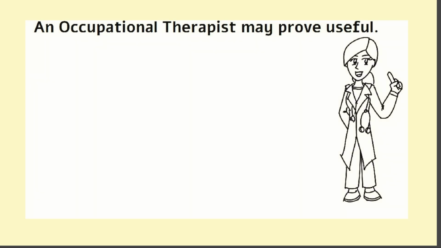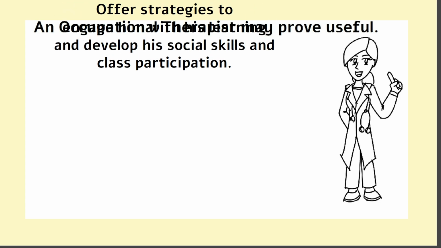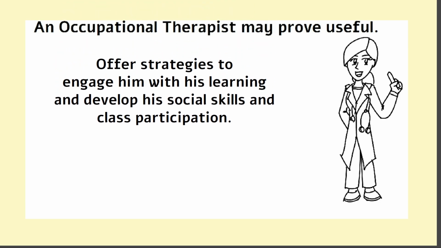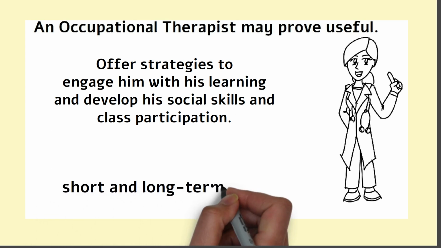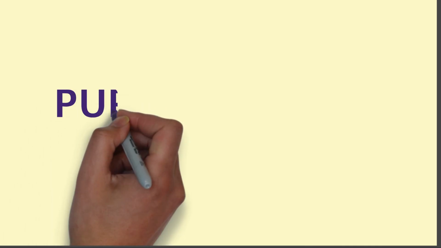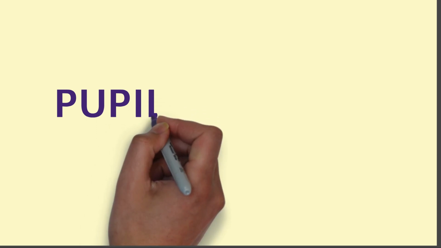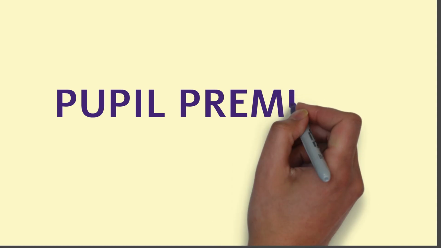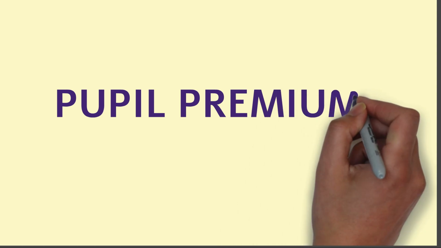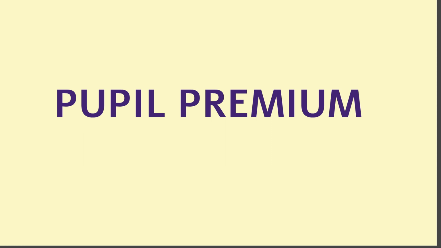An occupational therapist may prove useful in further supporting Bradley. They will be able to offer strategies to engage him with his learning and develop his social skills and class participation. They can also provide short and long-term goals for other professionals to use, ensuring that Bradley's care is consistent. Rhodes and Long, 2019. Furthermore, the school can inquire whether a child is eligible to receive Pupil Premium funding. Pupil Premium helps improve educational outcomes and supports children in reaching their potential.